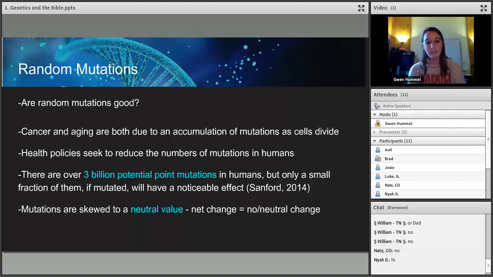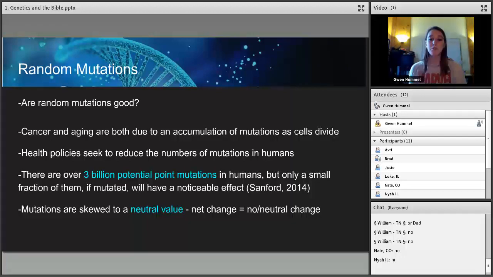So health policies seek to reduce the numbers of mutations we see in humans. And we have to remember there are over 3 billion potential point mutations. And a point mutation is when you change one of those letters, so remember our A, T, C, or G, we change one of those letters, we have 3 billion potential changes, mutations in humans. But only a small fraction of them, if they're mutated, have any noticeable effect at all. And these are often called silent mutations, where we often don't see anything happen.